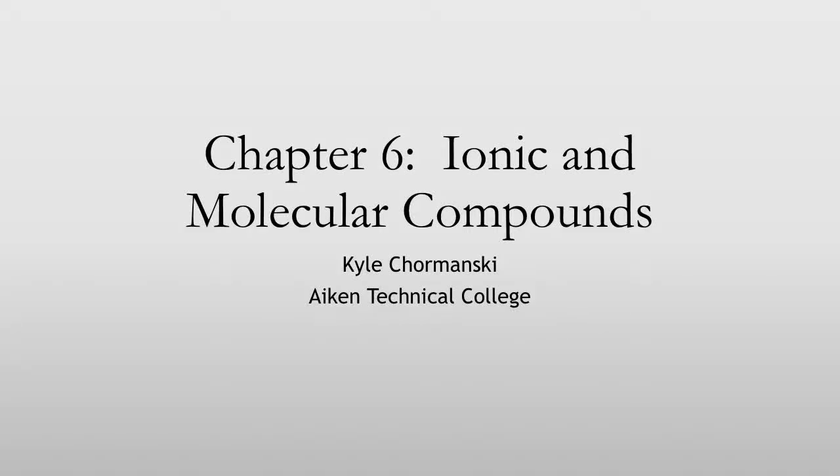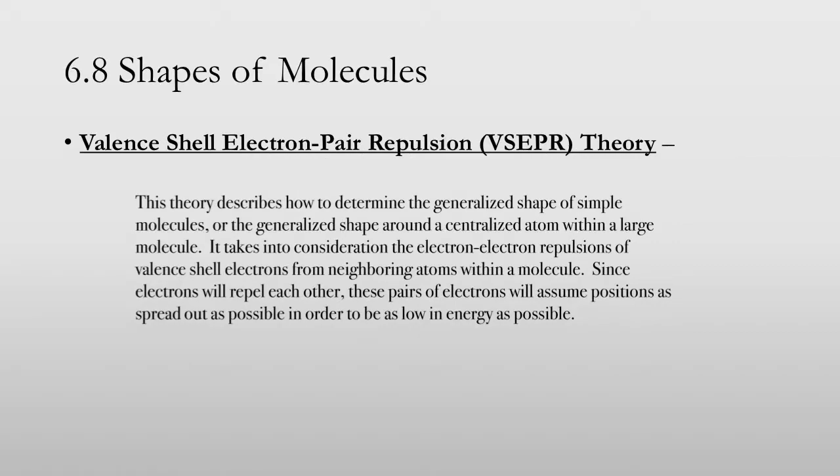This lecture is going to cover sections 8 and 9 of Chapter 6, which is on the VSEPR theory and shapes of molecules and polarity of molecules. Section 8 is shapes of molecules, and we can obtain or guess at the shape of a molecule by using what's called the VSEPR theory, which is short for valence shell electron pair repulsion.